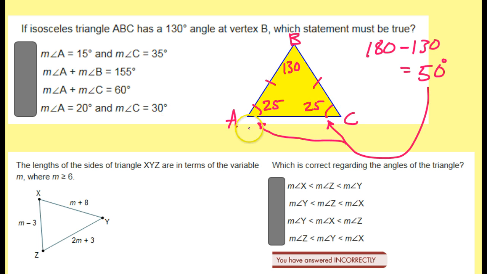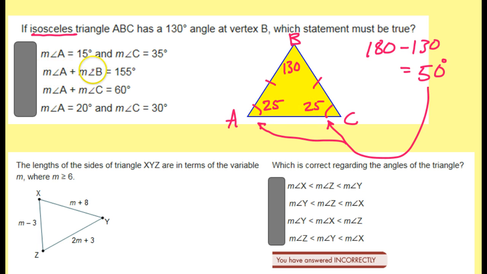So that should be enough for us to answer all the questions. Angle A is 15 degrees. No, it's 25. These have to be the same, because they said that's what isosceles means. The sides here have to be the same, so these angles have to be the same. Angle A plus angle B is 155. No, that's nonsense. The total in a triangle is 180, so that leaves 50. So A and C... Oh, wait.